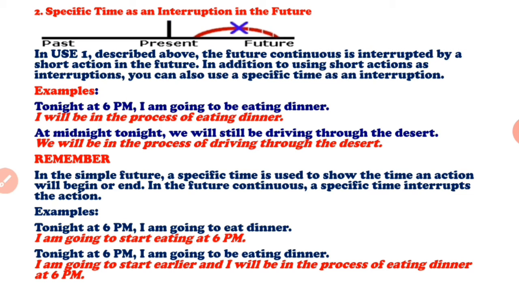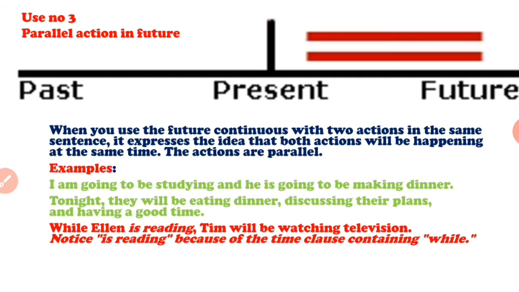Tonight at 6 p.m. I'm going to be eating dinner. It means I'm going to start earlier, and I will be in process of eating dinner at 6 p.m. It means the action may start before 6. But what will happen at 6? At 6 the action will be in progress. Yes, this is very notable.